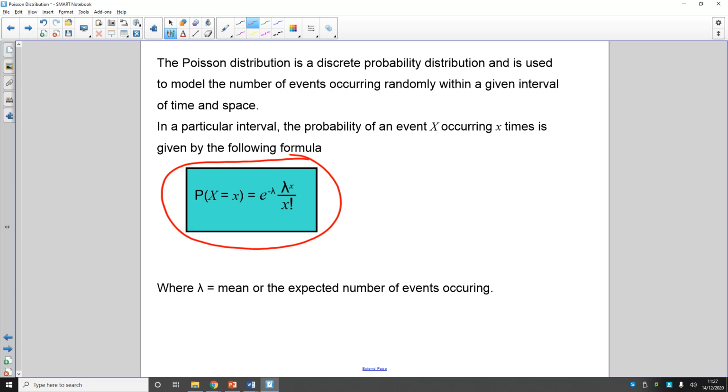This formula will allow you to work out the probability of an event occurring once, twice, three times, etc. In this formula, it's e to the power of minus lambda multiplied by lambda to the power of x, all over x factorial, where lambda is the mean or the expected number of events occurring for the distribution.